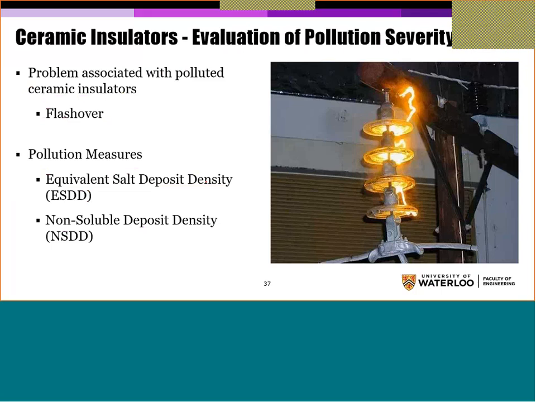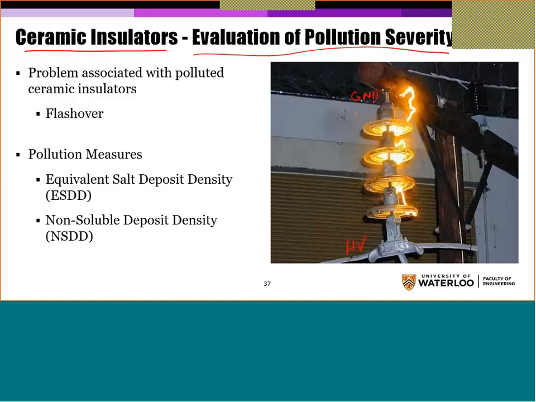Okay, so this is the last thing before the break. Here we're again looking at ceramic insulators, and now we want to evaluate the pollution severity. This is a ceramic or glass insulator. It's glass; still, as I said, ceramic includes both glass and porcelain. So these are four cap and pin insulators. This is the high voltage here, and here's the ground, as is usually the configuration.